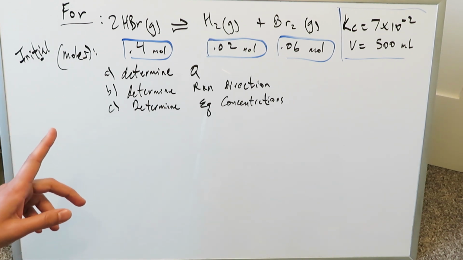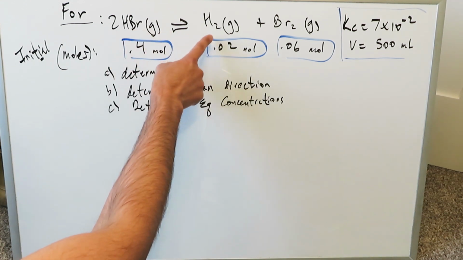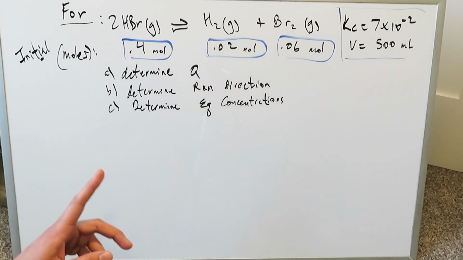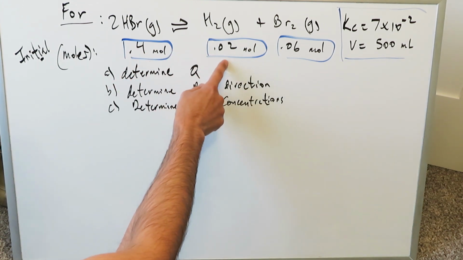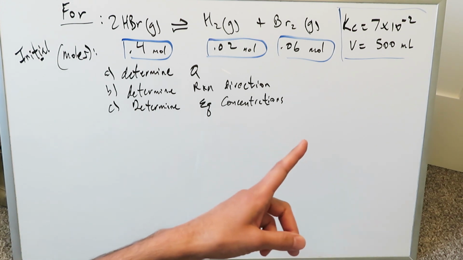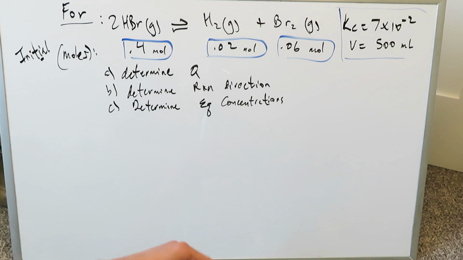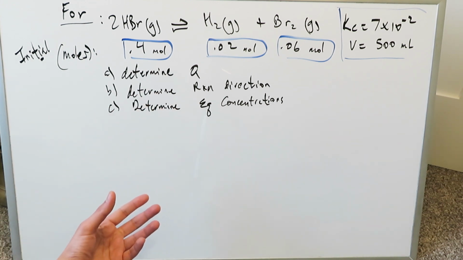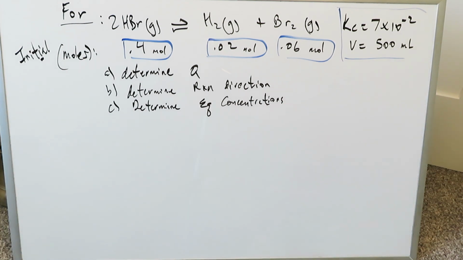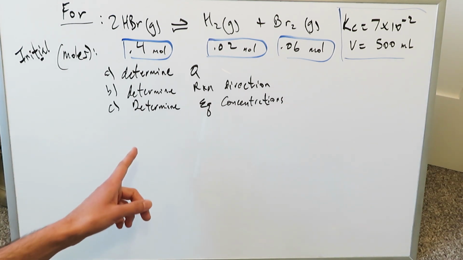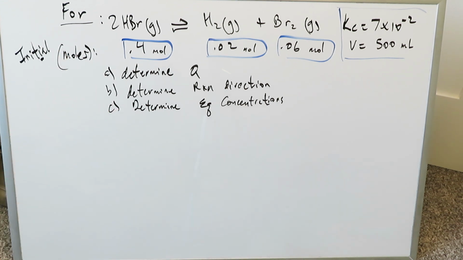We have this reaction at the very top, HBr, hydrogen bromide, everything here in gas, decomposing to give you hydrogen and bromine. You can see the initial quantities are here in moles, 0.4, 0.02, 0.06. The equilibrium constant is over there, 7 times 10 to the minus 2. You know there are no units. Everything here is being conducted in a closed environment with a volume of 500 milliliters. You have to determine the Q, determine the reaction direction, and the equilibrium concentrations of these three items.